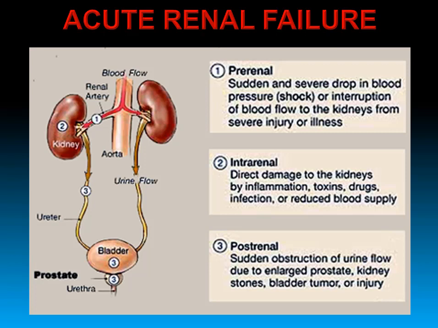Oliguric anuric stage usually develops during 1 to 3 days after exposure to the pathological factor and is associated with oliguria, a decrease of urine output to less than 500 milliliters per day, or anuria, total absence of urine output per day. Duration of the second stage is usually about 1 to 2 weeks.